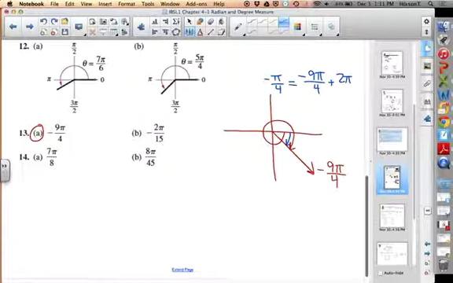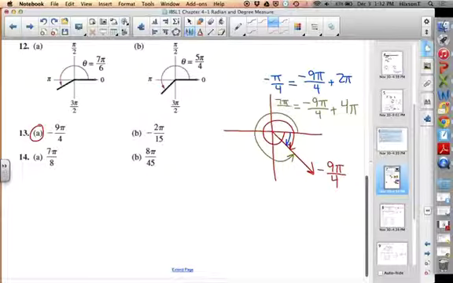We had to add 4 pi because we were more than one rotation into the negatives. So we had to get all the way up into the positive angles. Negative 9 pi over 4 plus 4 pi, we're just adding another 2 pi to this. And then that will actually give us that angle right there, which is a positive 7 pi over 4.